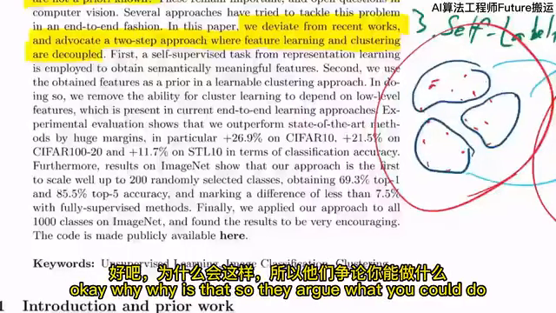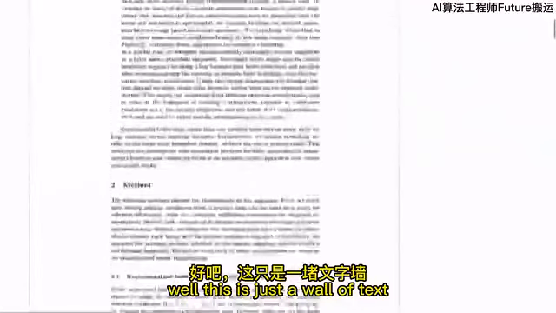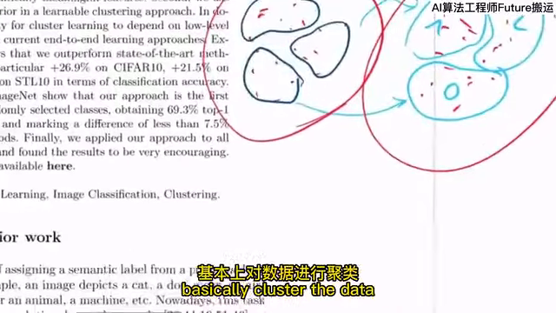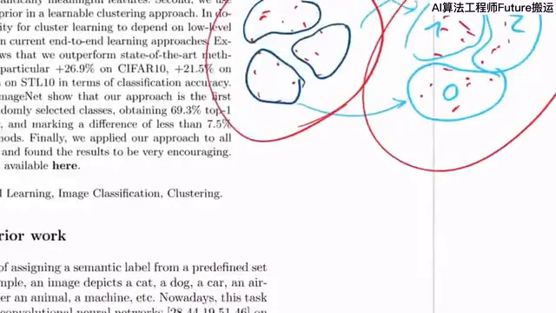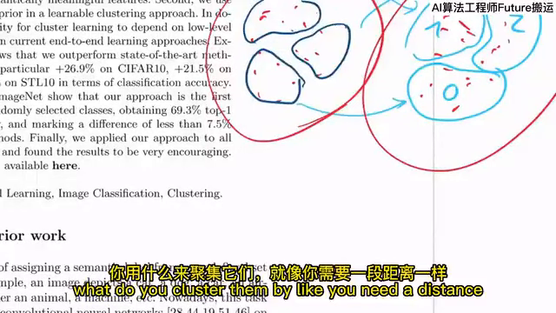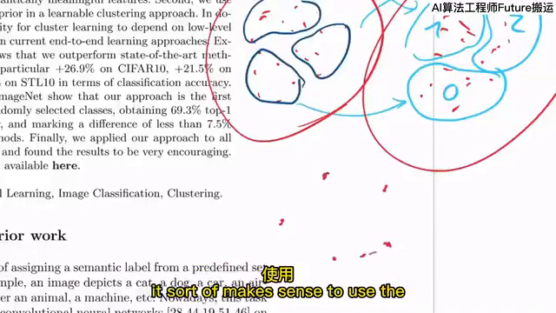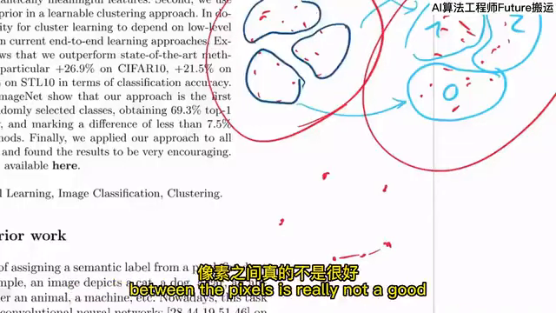Okay, why is that? So they argue what you could do, what people have done, well, this is just a wall of text. So what you could do is you could just basically cluster the data. Like, who says you can't use clustering algorithms? But then the question is, what do you cluster them by? Like, you need a distance. So if I have points in 2D, it sort of makes sense to use the Euclidean distance here. But if I have images of cats and dogs and whatnot, then the Euclidean distance between the pixels is really not a good thing.